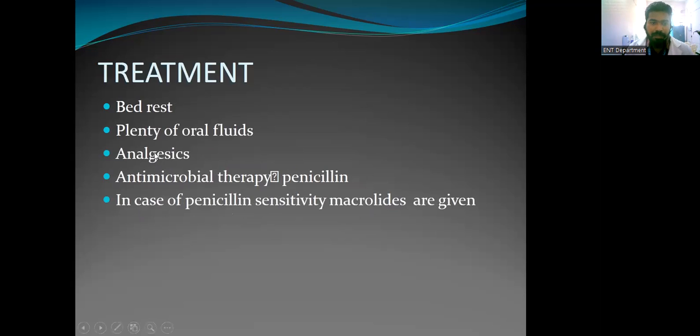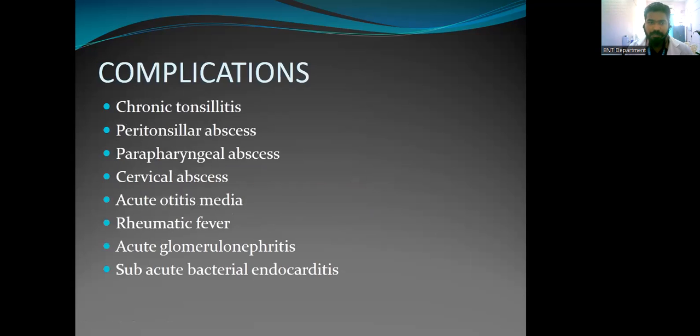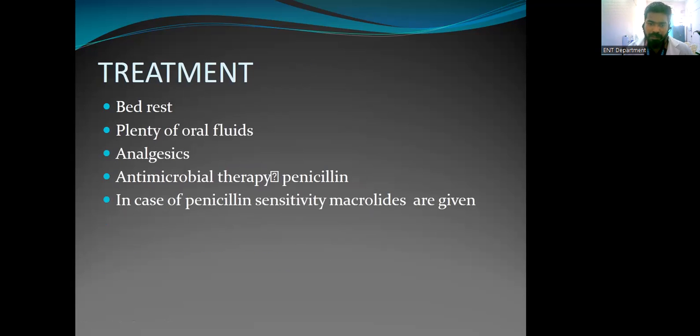Okay, so treatment. When the patient comes to you, you are eliciting the signs, and now you also have to do some basic investigations. So that would be the ASO titer, and from a throat swab, culture and sensitivity can be done. After that, you see the organisms, and then you start the treatment for the patient.